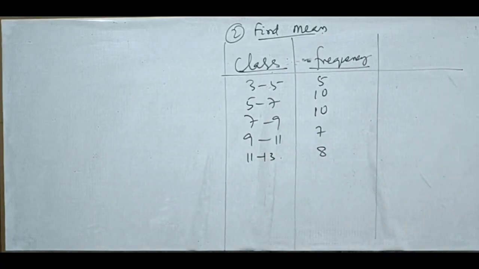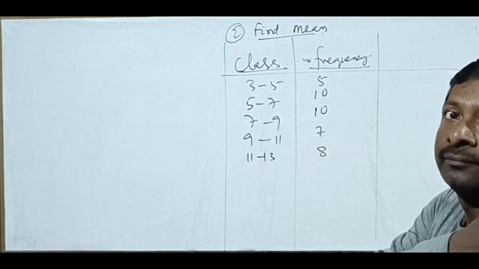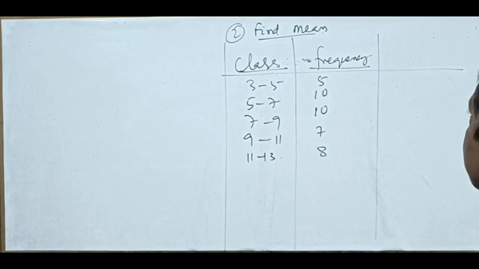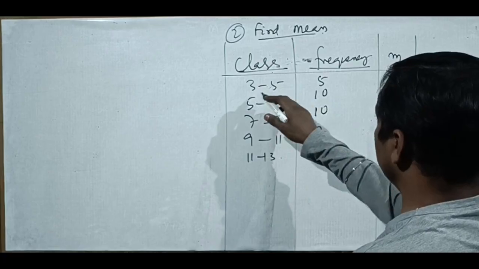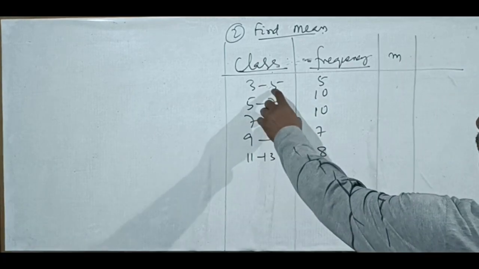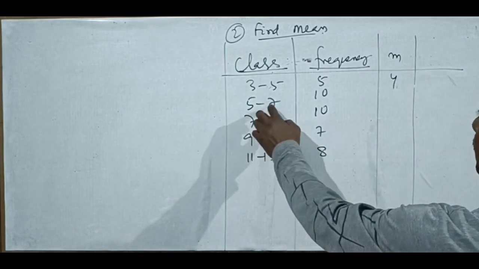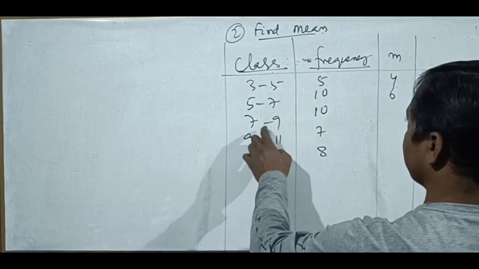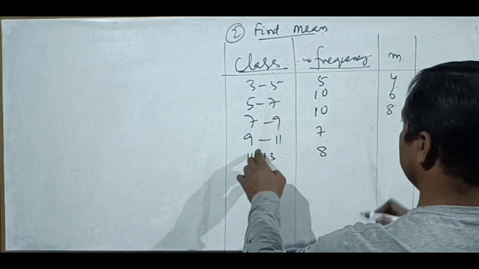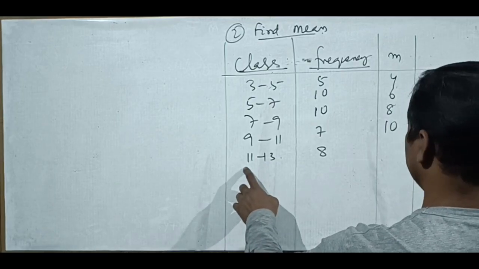In case of a class interval, generally the midpoint is taken because there are two numbers. So the midpoint m will be taken as the representative. What will be the midpoint of 3 to 5? (L1 plus L2) by 2. 5 plus 3, 8, by 2, 4. Similarly, 7 plus 5, 12, by 2, 6. 9 plus 7 by 2, 8. 9 plus 11, 20 by 2, 10. 13 plus 11, 24 by 2, 12.